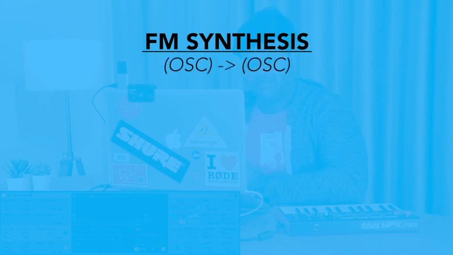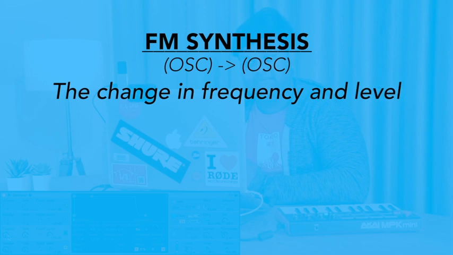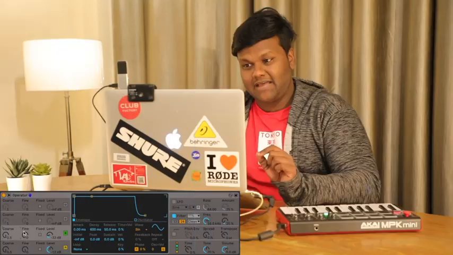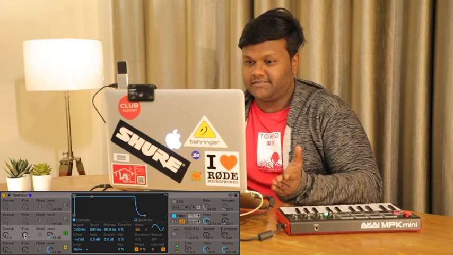So in FM synthesis, modulators are one oscillator working on another oscillator. The change in frequency and level will not result in a change in frequency or level, but will only change its timbre. To change the timbre in FM synthesis is to change the properties of a modulator.